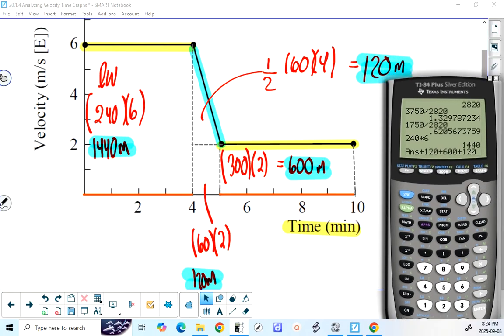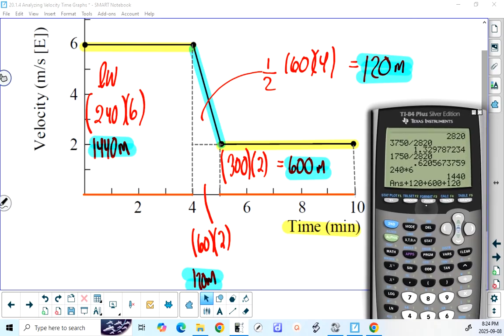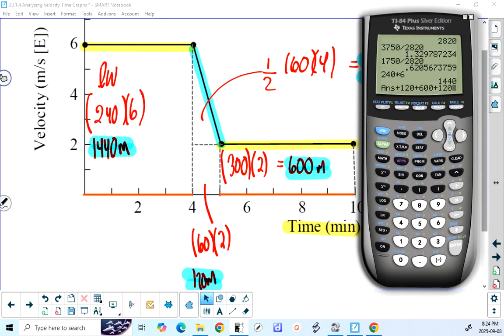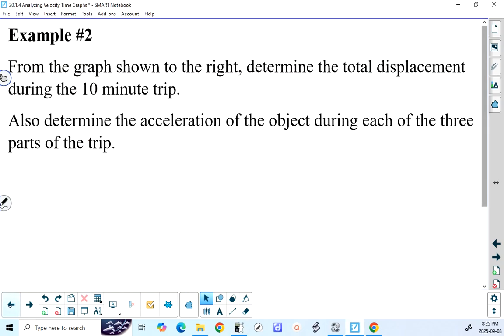Just want to double check now because I got 120 twice, but that's okay, that's correct. And we're adding all of these together to get 2,280 meters. The reason why we're adding them together is they are all positive displacements. So the answer to the first part of the question is 2,280 meters.